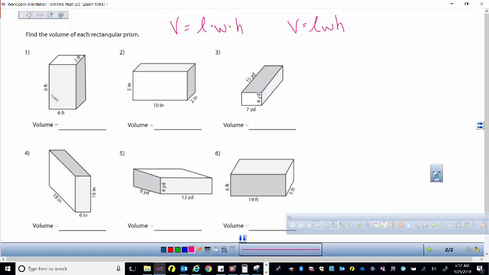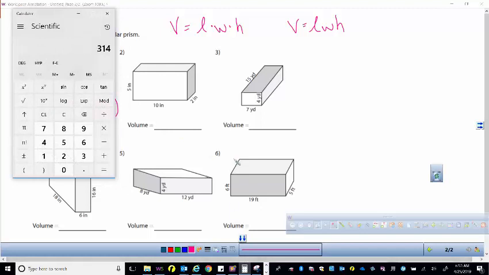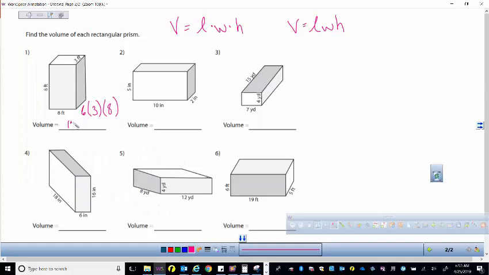So for this first one, our length would be 6. So we're going to take 6 times our width, which is 3, times our height, which is 8. And all you need to do is just multiply all those numbers. So 6 times 3 times 8 is 144. So I get 144 cubic feet, or feet cubed. There's a 3 there.